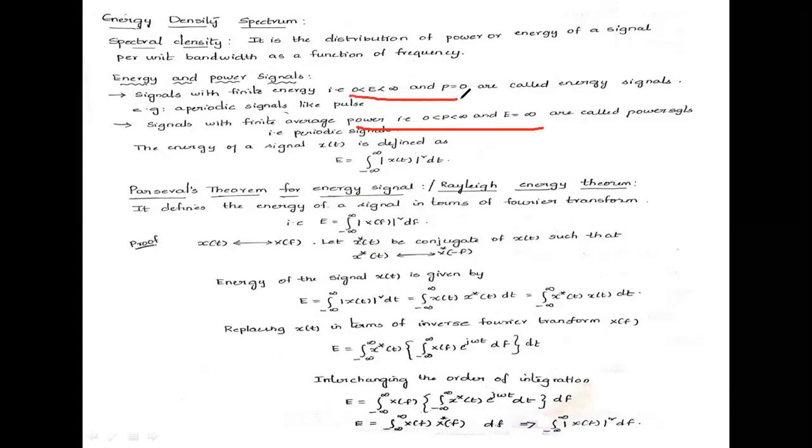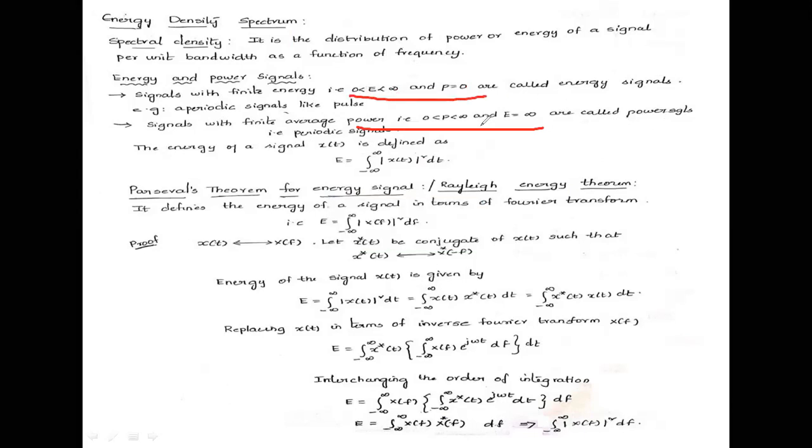In that, the energy and the power signals: a signal with finite energy and power equal to 0 is called an energy signal. Example, a non-periodic signal like a pulse. And signals with a finite average power and infinite energy, remember these two, are called power signals. Examples are periodic signals.